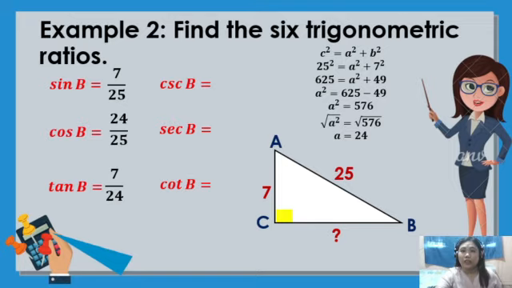And then, we have cosecant B. So, get the reciprocal of sine B. So, we have 25 over 7. Secant B, reciprocal of cosine B. So, we have 25 over 24. Secant B is hypotenuse over adjacent. Okay? And cotangent B, that is adjacent side over opposite side. That is 24 over 7.